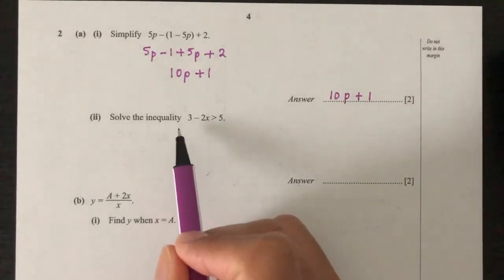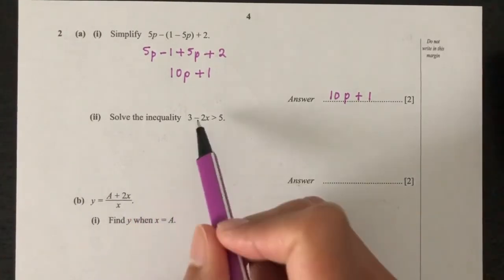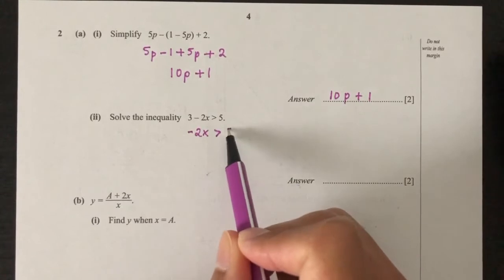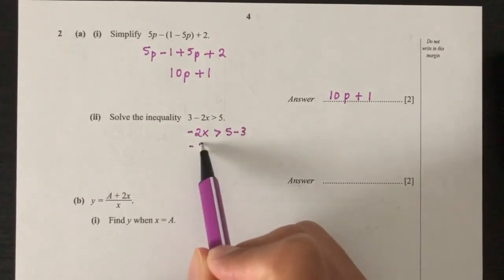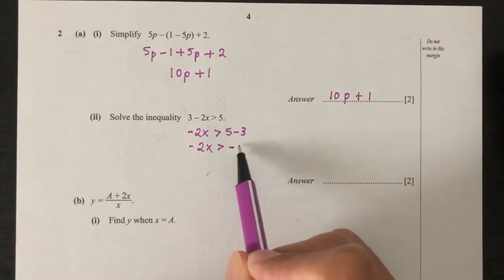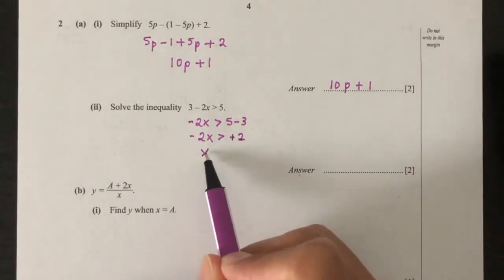Now part 2, solve the inequality. So we have to make x the subject of formula. So let's send 3 over here. You will have minus 2x bigger than 5 minus 3. Minus 2x bigger than, 5 minus 3 will be plus 2. Now to find x, we have to divide by minus 2.